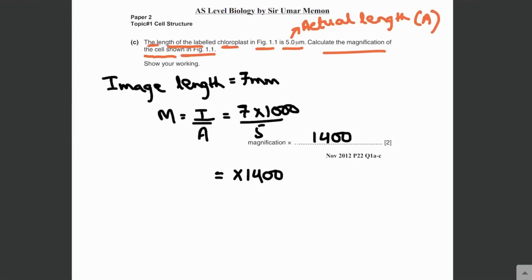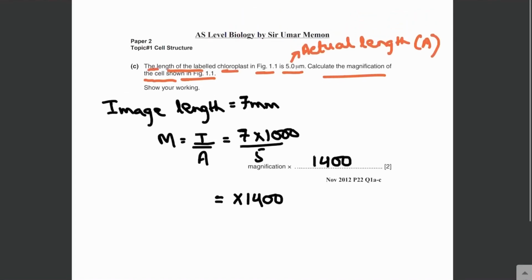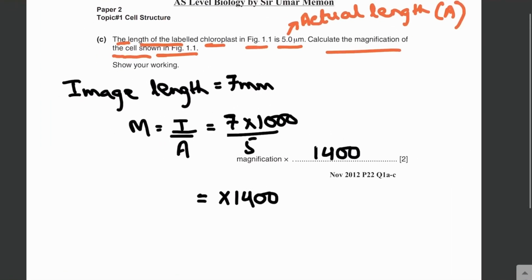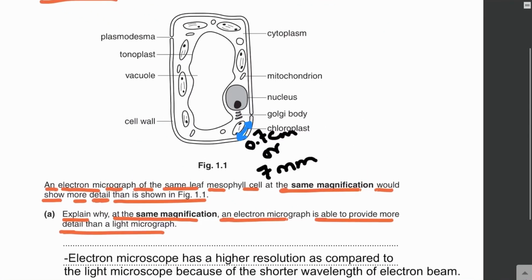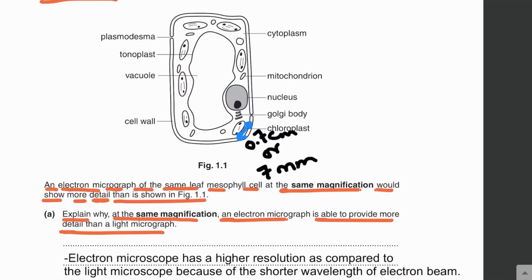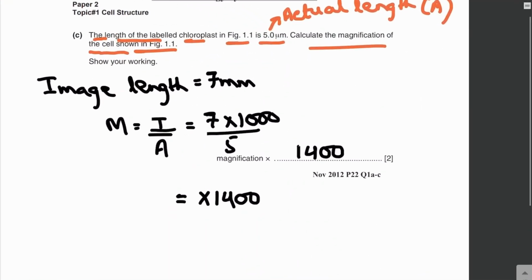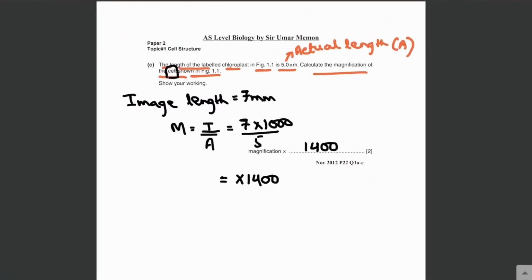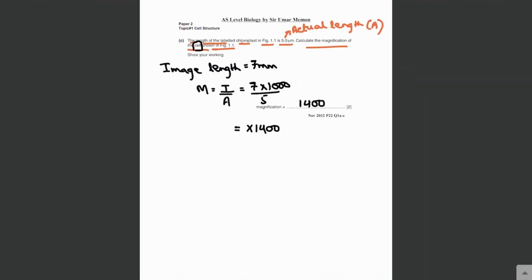Okay, so basically this is the magnification of the chloroplast, and obviously if the chloroplast in this drawing has a magnification of times 1400, we can say that the cell will have the same magnification. The examiner asked us to calculate the magnification of the cell, right? So don't be confused. The magnification of the chloroplast is the same as the magnification of the cell. So we are done with this question. Let's move on to the next.